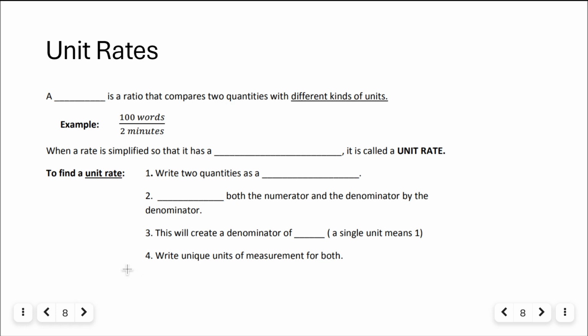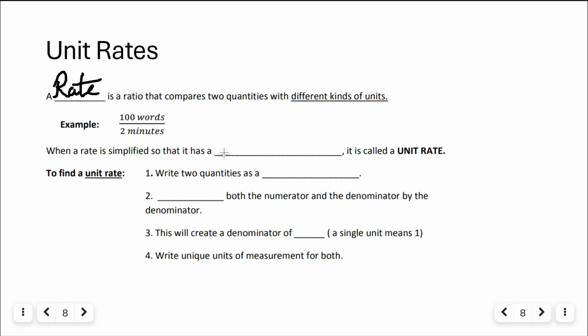Okay, so now, a unit rate. Well, a rate is a ratio that compares two quantities with different kinds of units. So, for example, you can type 100 words every 2 minutes. It's $3.50 per gallon of gasoline. It's 50 cents per lemon at the store. Or you could buy 5 lemons for $2, right? Whatever that may be. That's a rate.